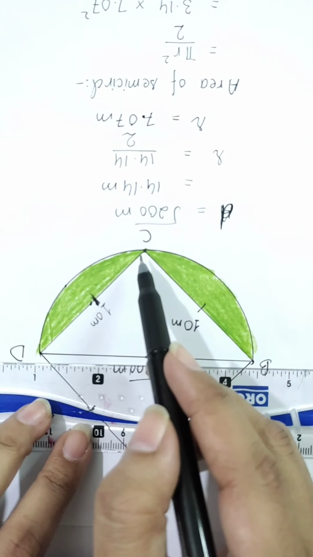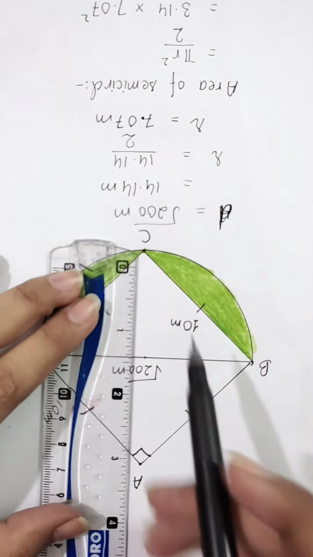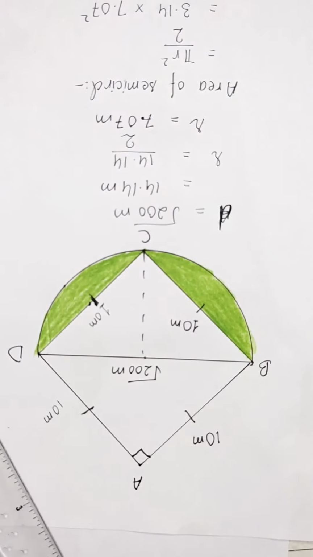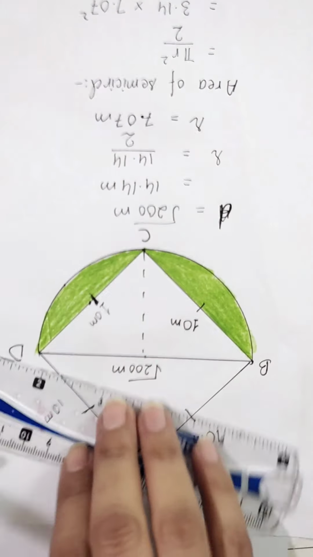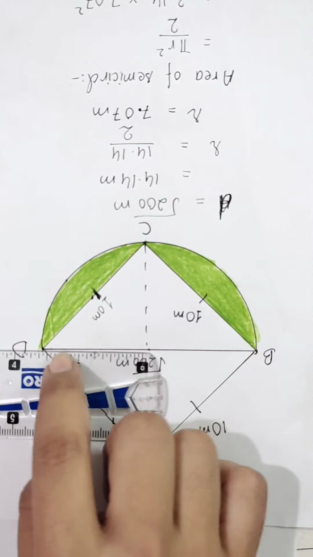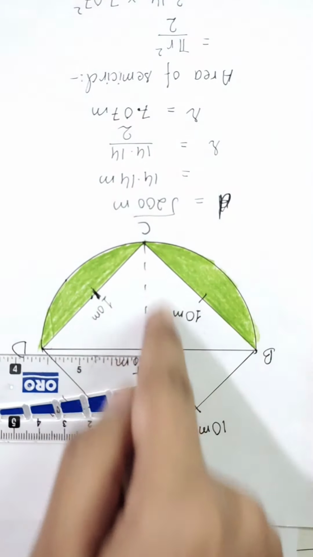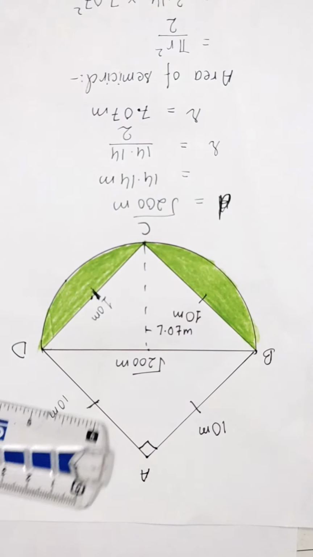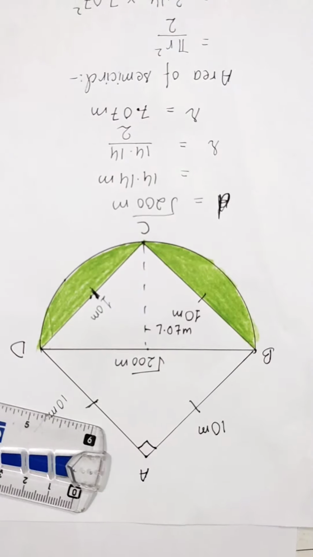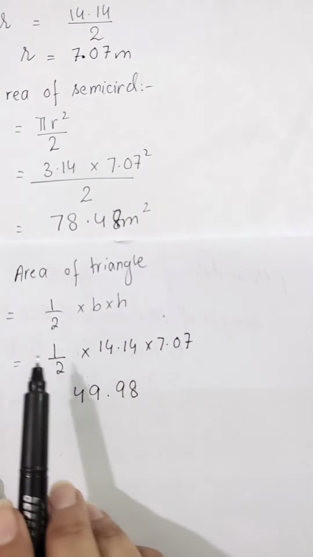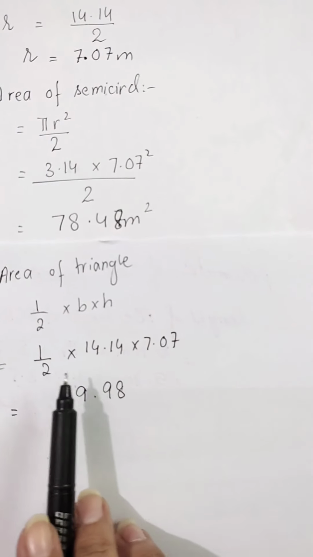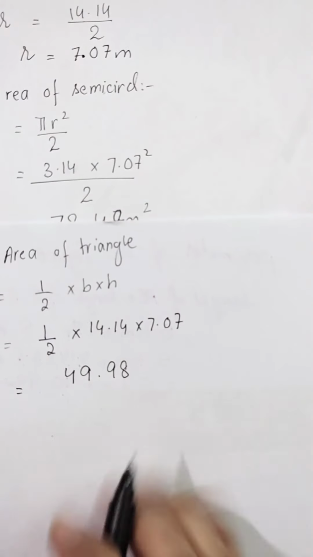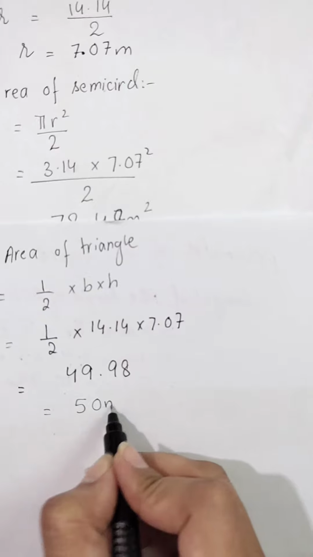Now what about the height? Look at this. The height of the triangle is the radius of the semicircle, because this is the radius, and this one is also equal to the height of the triangle. So the height is 7.07 meter. Now I will put the values in the formula and get the answer. Area of triangle is equal to 1/2 B multiplied by H. After putting in the values, you will get the answer 49.98, which is approximately 50 meter square.